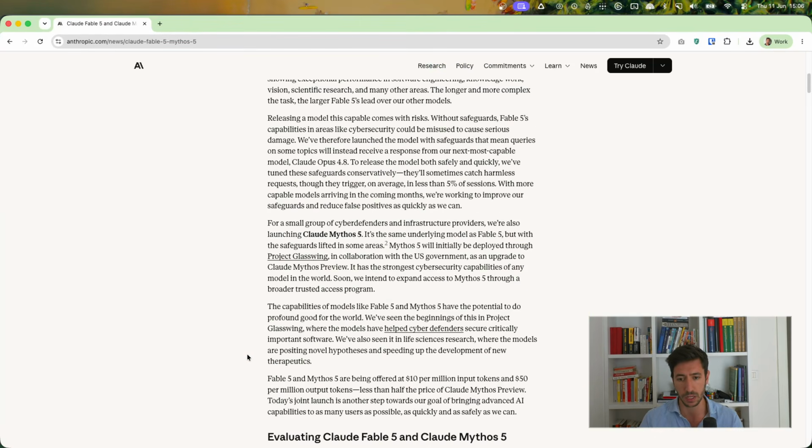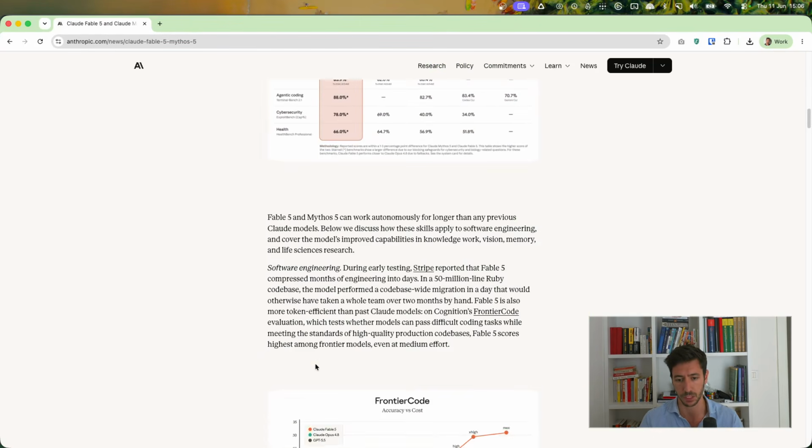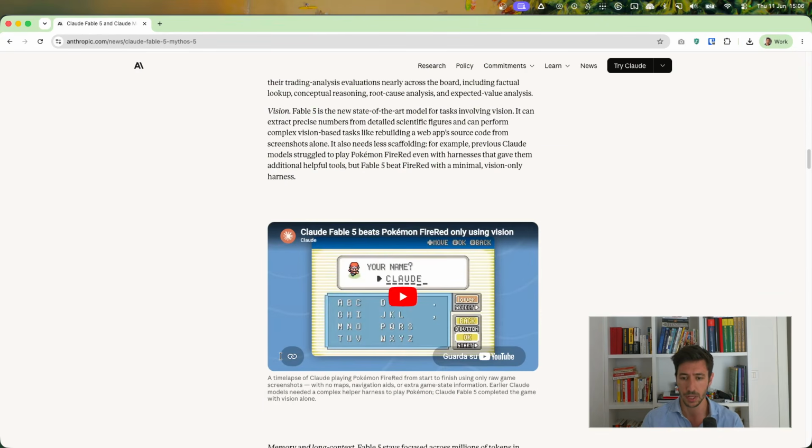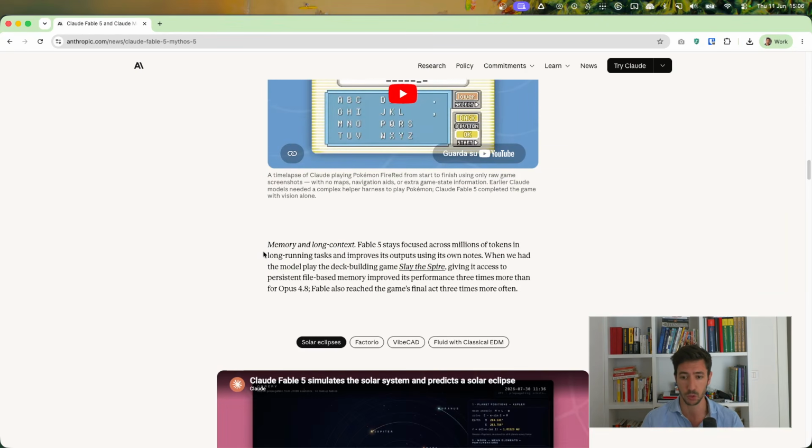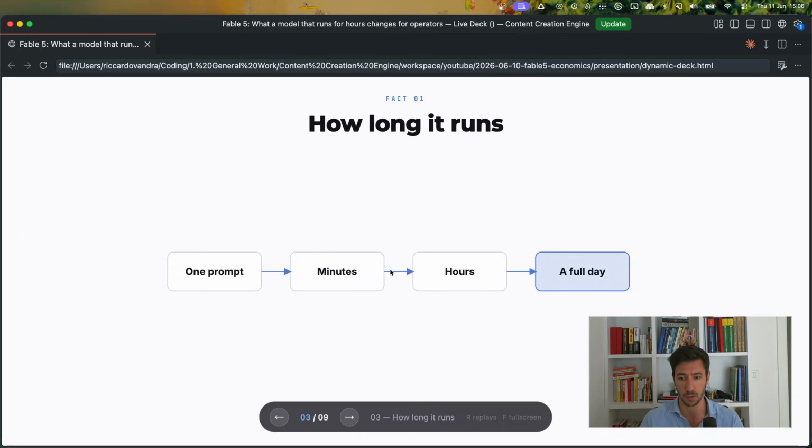So with that said, the first topic here is how long the model actually runs. If we look at the release page here, they mention that the model is able to run for days. Here they mention that the model is capable of actually running for multiple days or full days when given a specific task.